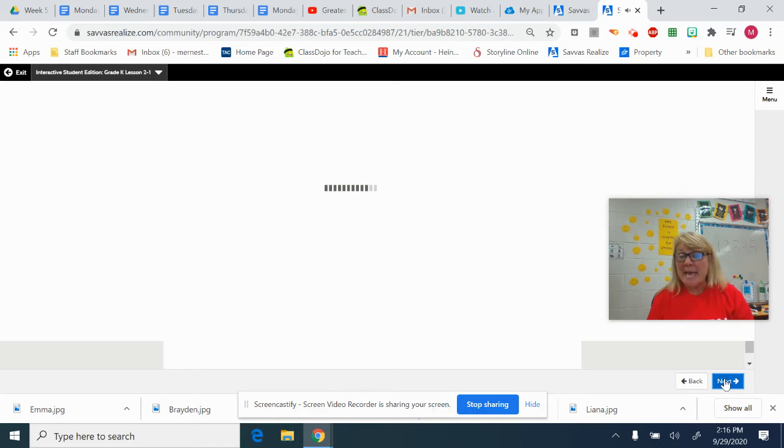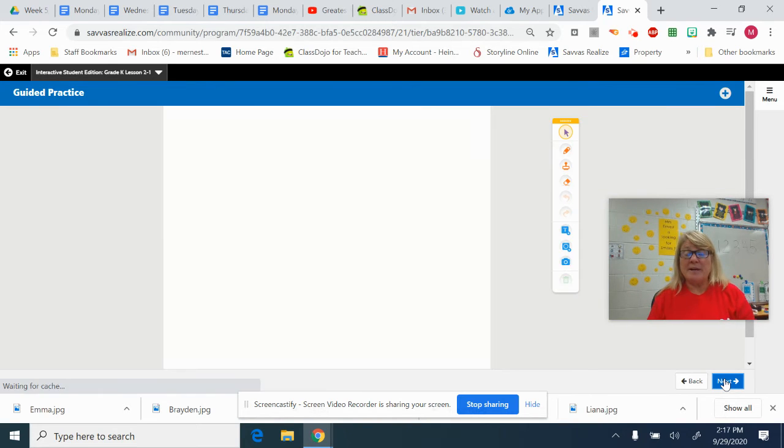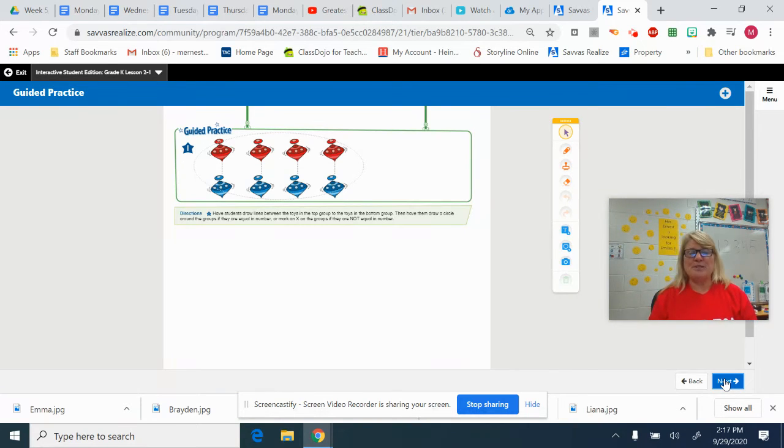All right, we're going to go back to our math notebook or math workbook. So if you could take out your math workbook, you're going to see the first item. And the first item says, have students draw lines between the toys in the top group to the toys in the bottom group. Then have them draw a circle around the groups if they are equal and an X if they are not equal.